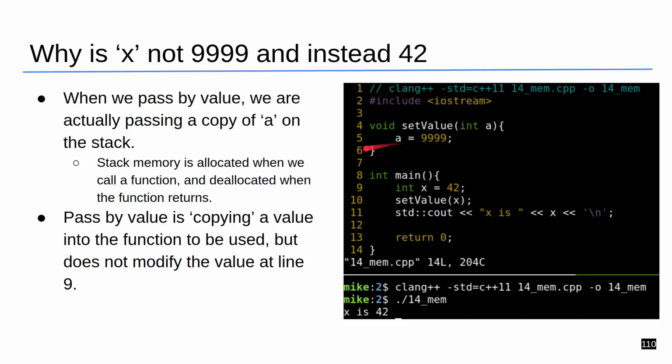It's changing that copy, and then it goes out of scope here. Well, when we print things out, we just say, well, what is x? Well, nothing's changed with it. We've changed the copy of x, but not x itself. Okay, questions on this? Yeah, in the back. What if you pass the address? Oh, okay. Well, let's see.